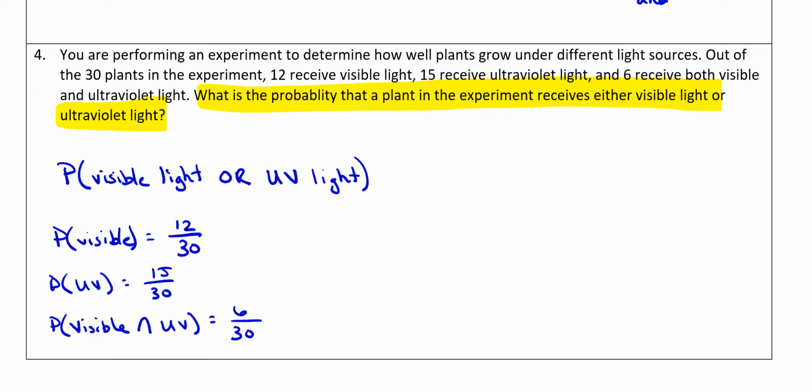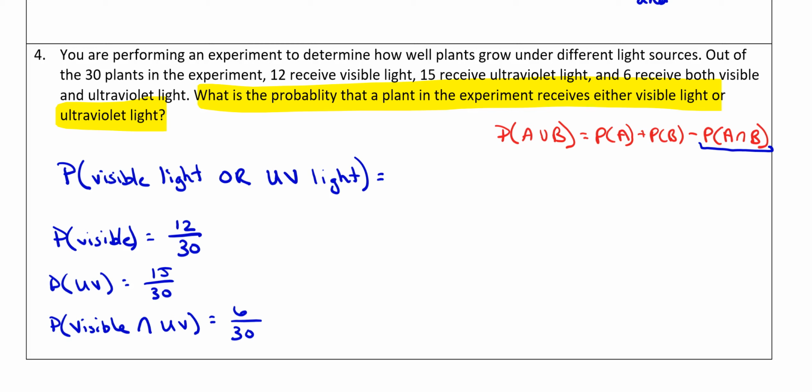The other way we know is that the fact they tell us this is an and. So remember, we have our probability formula, which says P of A or B equals P of A plus P of B minus P of A and B. Okay, if they didn't have 6 receiving both, then that would be 0. So we know this is actually going to be an overlapping event. There's an and involved. So we're going to use our formula.